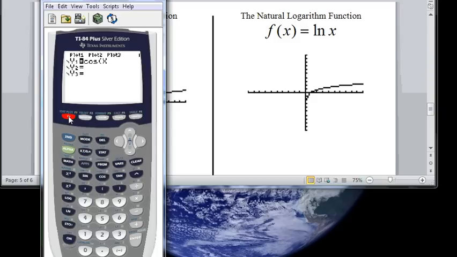Go to the y equals, type in ln, which is way on the left here. I'll click on it so it turns red. There's the ln button of x. And then I hit graph. Mine's on zoom 5 again. This is the natural log.